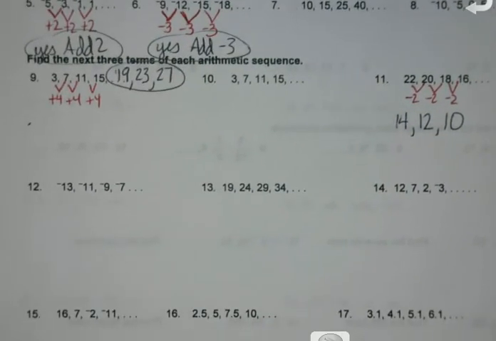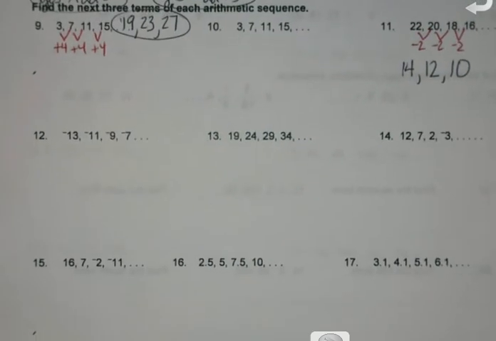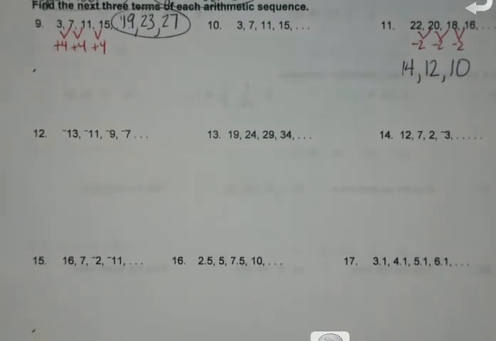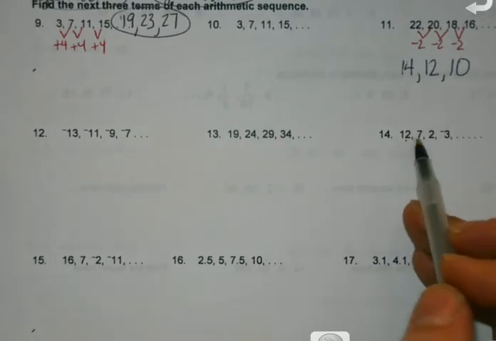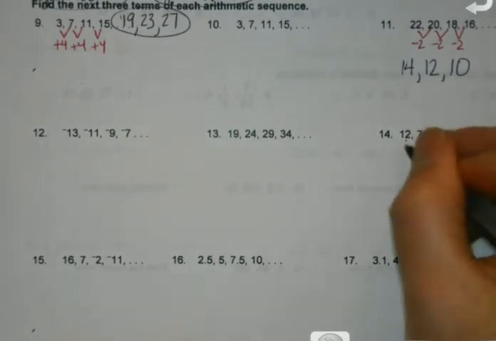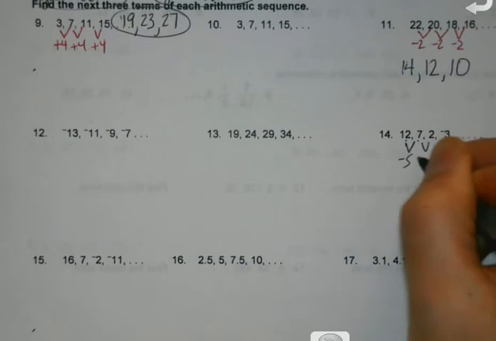Let's move down here. Let's find one that's a little more interesting. Actually, let's do 14 and then 16. Those both look interesting. All right, so 14. Looks like I'm heading down here. What am I going down by each time? 5. Okay. So we're doing the old -5.